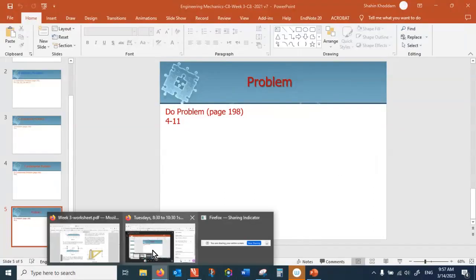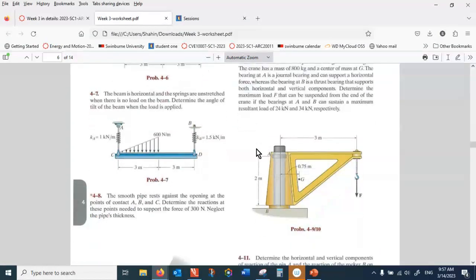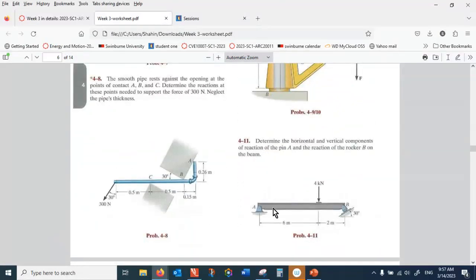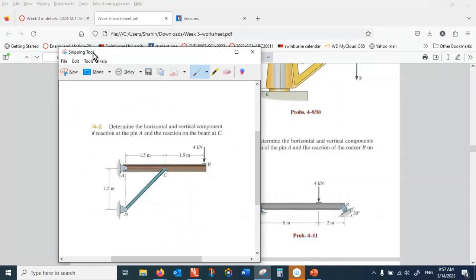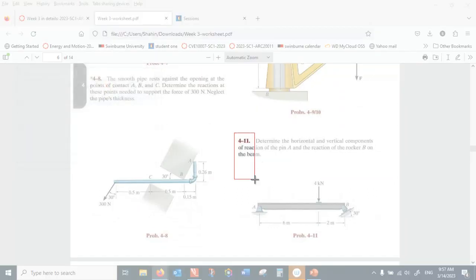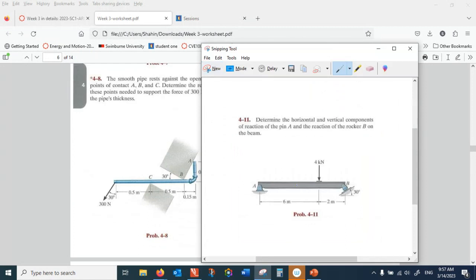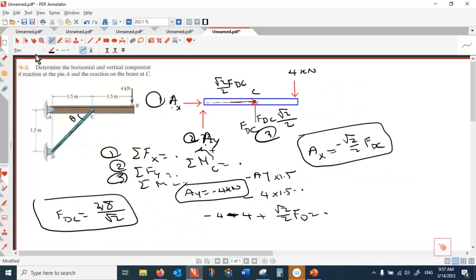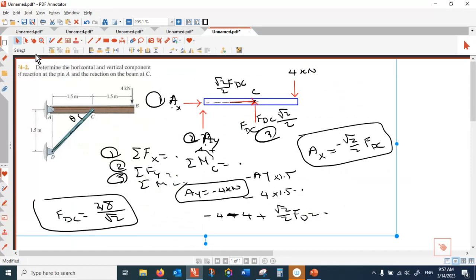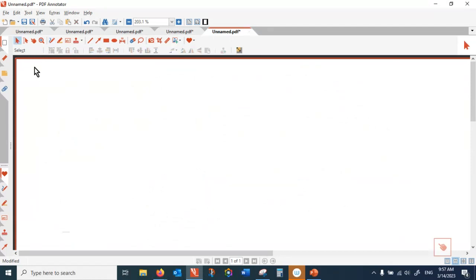Four 11. Okay, can I ask everyone to grab a piece of paper and try this one first yourself, and then we solve that together.